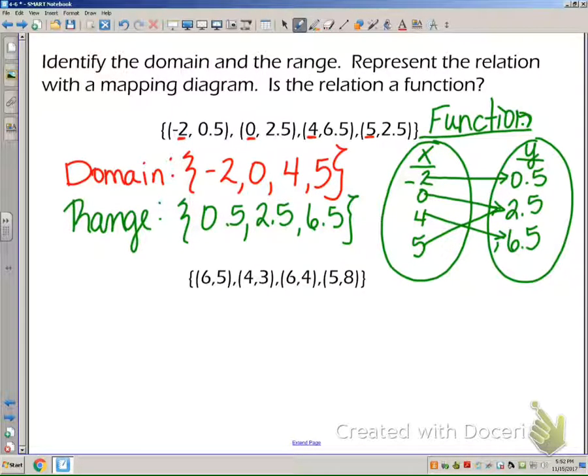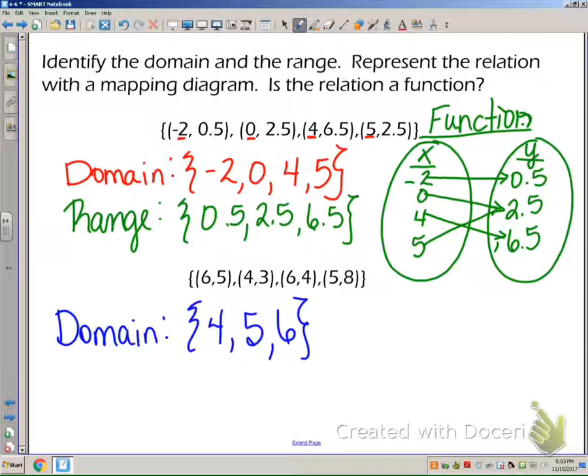So now I would like for you to pause the video and go ahead and try the bottom one on your own now that you've seen how I've done this one. We'll give you a second to do that. Okay, so the domain, once again, is all of my x values. And my range, then, is all of the y values.